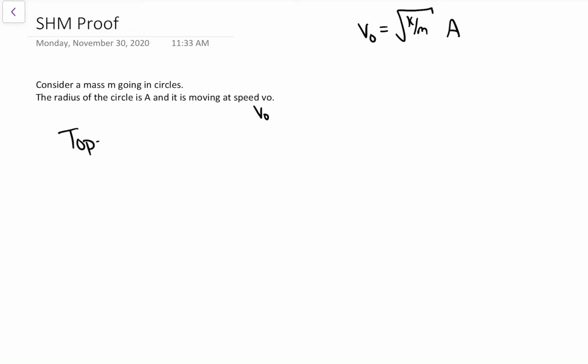If we were to consider this from the top view, we've got a circle. The radius of the circle is this letter A. The mass is at the end of it, so way out there. The mass is moving at some speed v naught. From centripetal motion, we know that the speed is always tangent to the circle, so at this split second, the v naught is pointed that way.